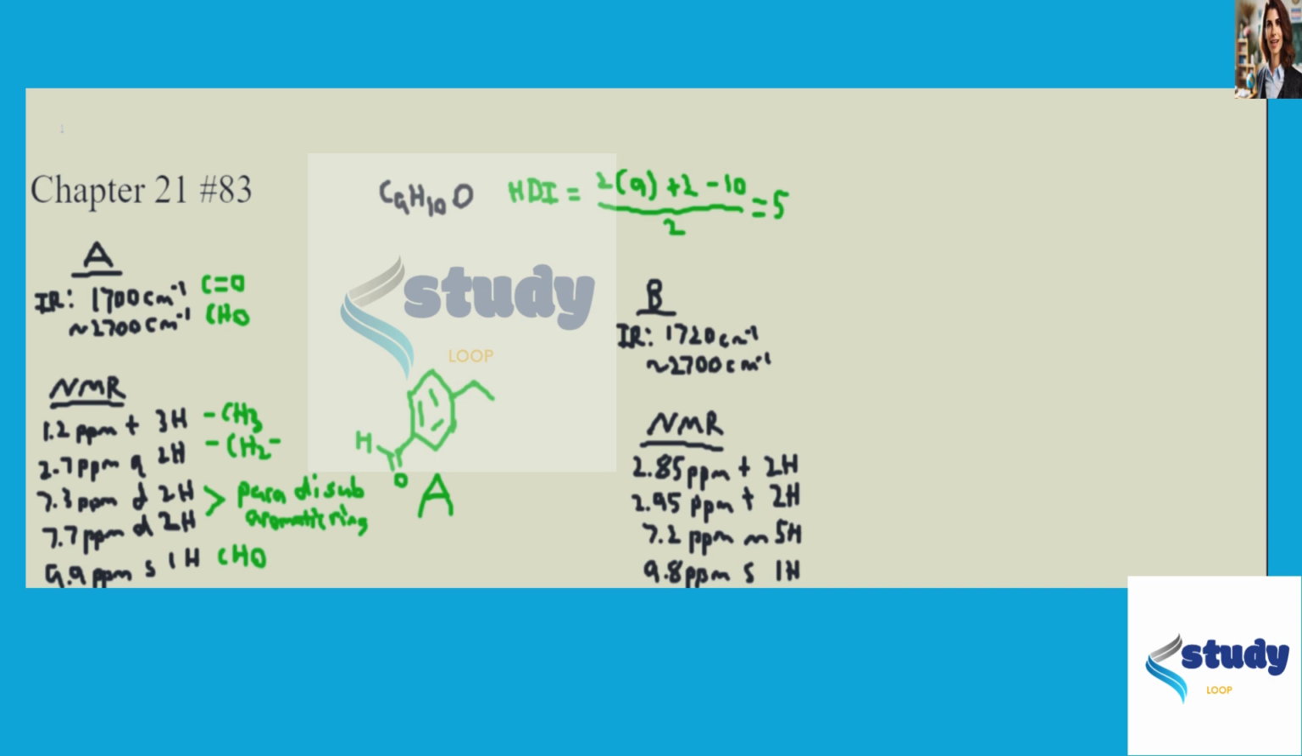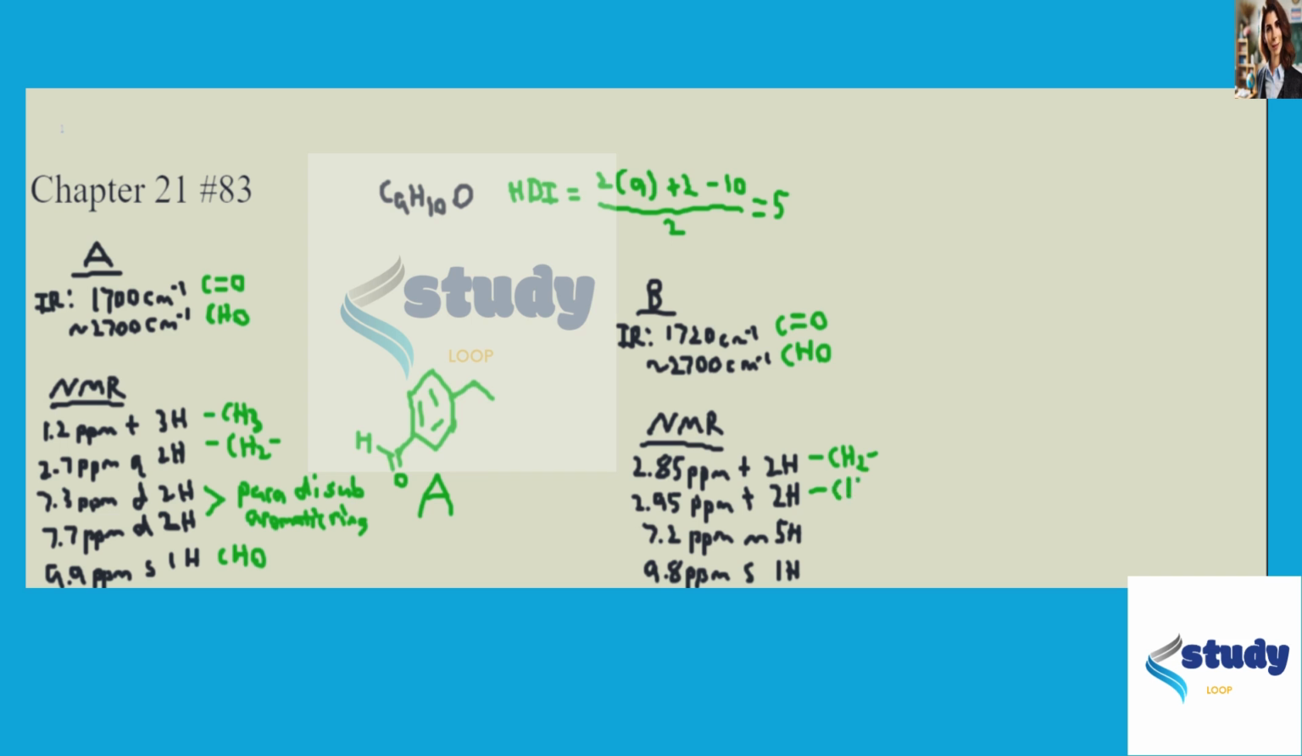So looking at B's IR, again, the peak at 1720 wave number tells us that there's a carbonyl here, and the peak at around 2700 wave number tells us that it's an aldehyde. So we have another aldehyde for B. So looking at the NMR, we have a 2.85 ppm triplet that integrates to 2. So this is a CH2 group, methylene. And then we have a 2.95 ppm triplet that also integrates to 2.